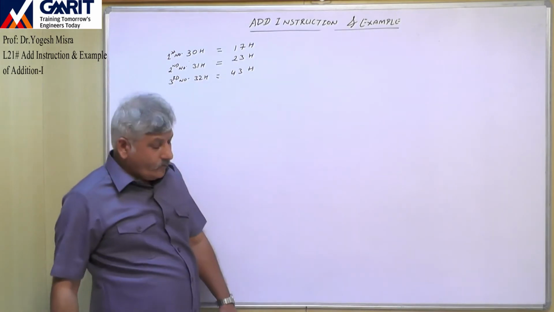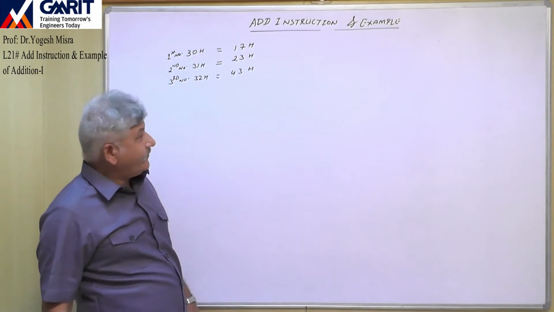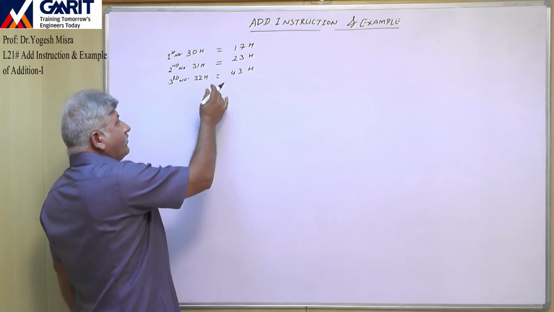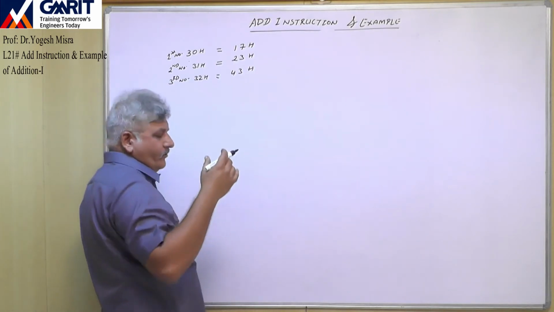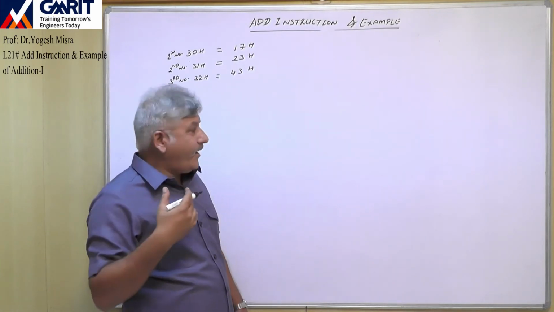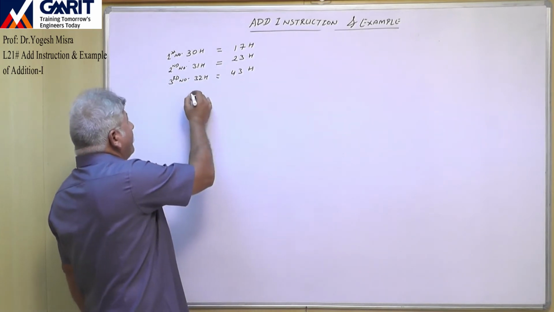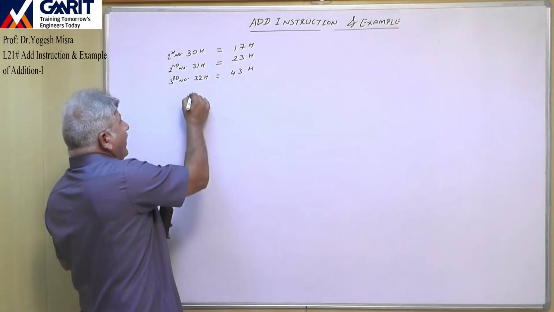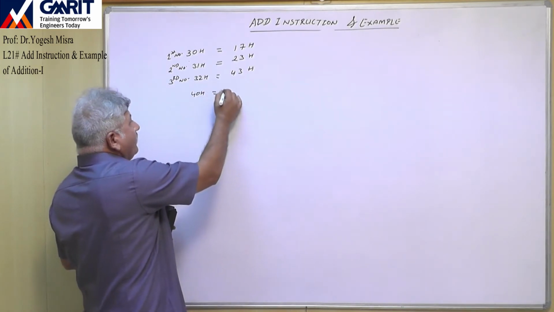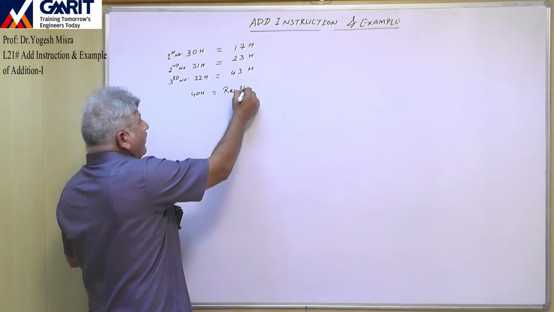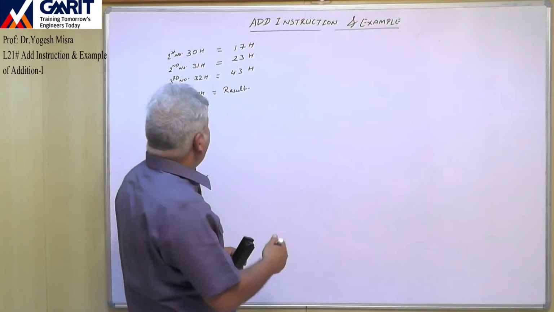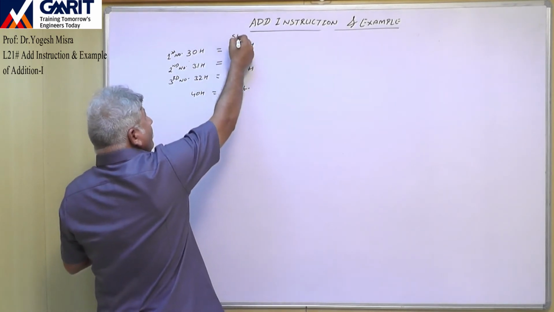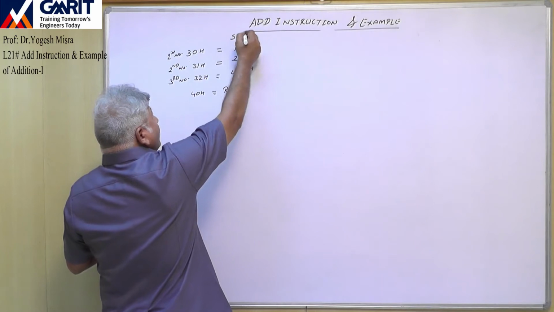We have to add these three numbers, and whatever is the result will be 8-bit, and we will store the result at memory location 40H. So this is our set 1.